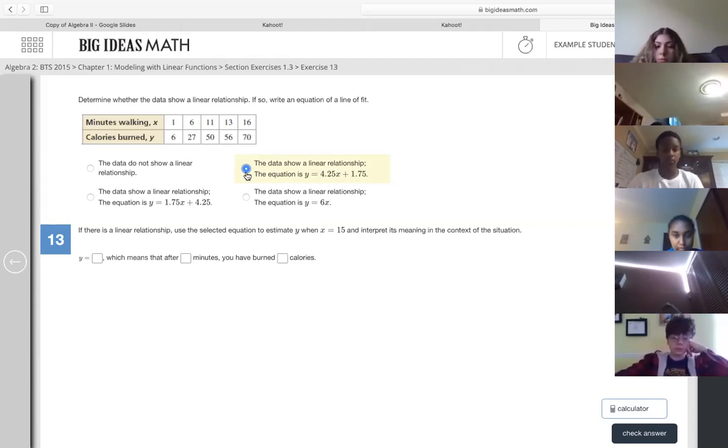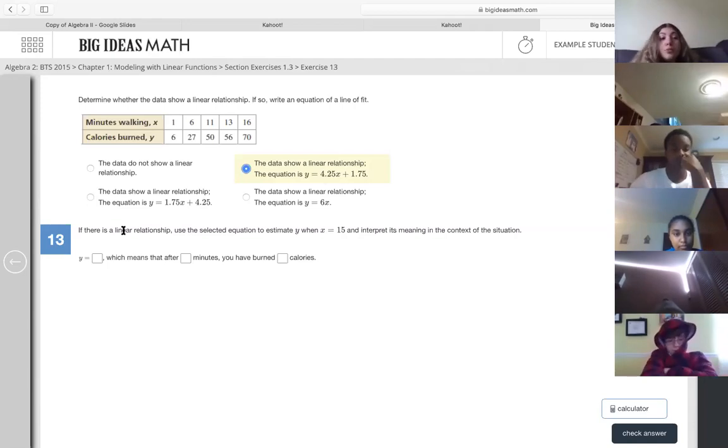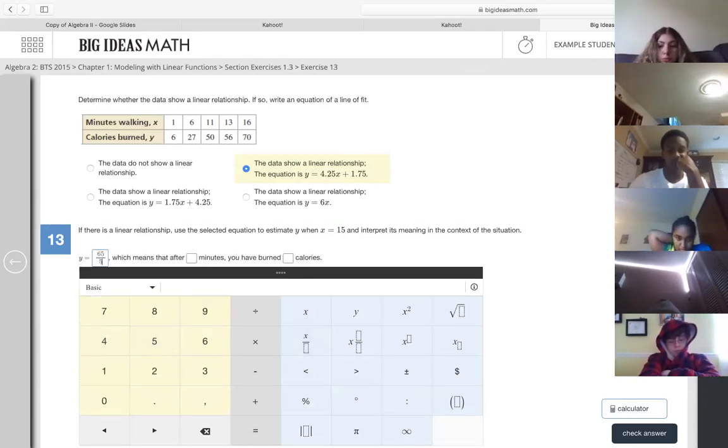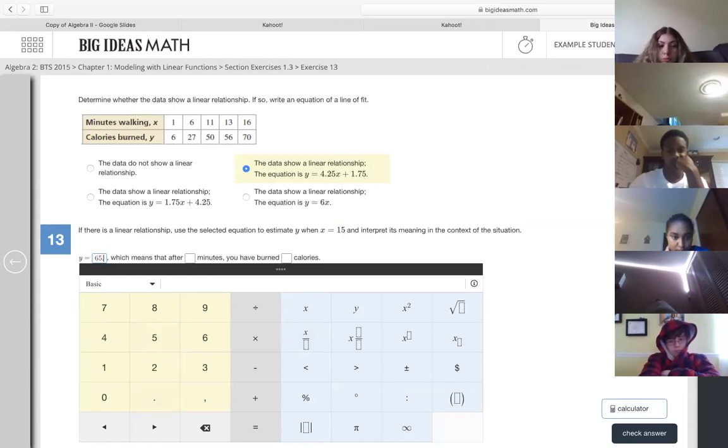So in your calculator, you're going to do 4.25 times 15, and that's going to give you 63.75, and then you're going to add 1.75 to that. So 65.5. Does that make sense, Ida? Yeah. Okay, so then when you go down, you're going to type in y equals 65.5.